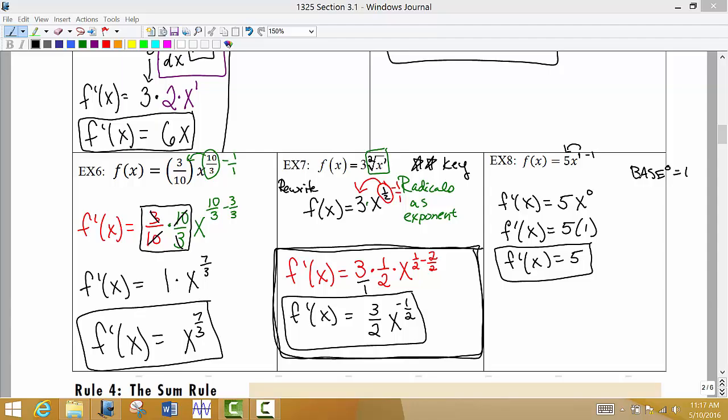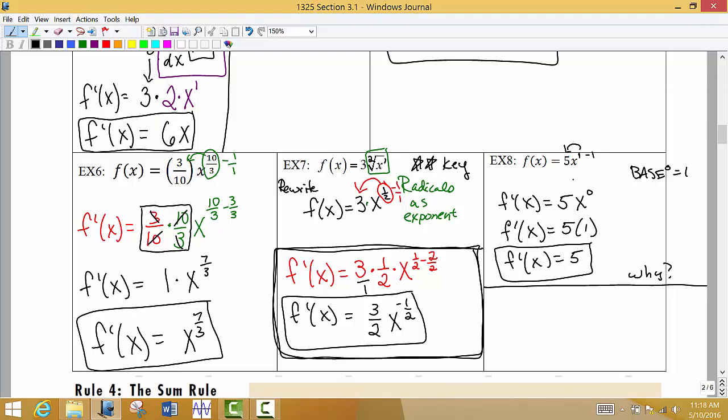So when we have a constant times x, where x is being raised to the power of 1, the derivative will always be the number that's directly in front of x. And the question is why? I don't want to have to go through that process every single time. There's a really easy explanation for why the derivative is 5.